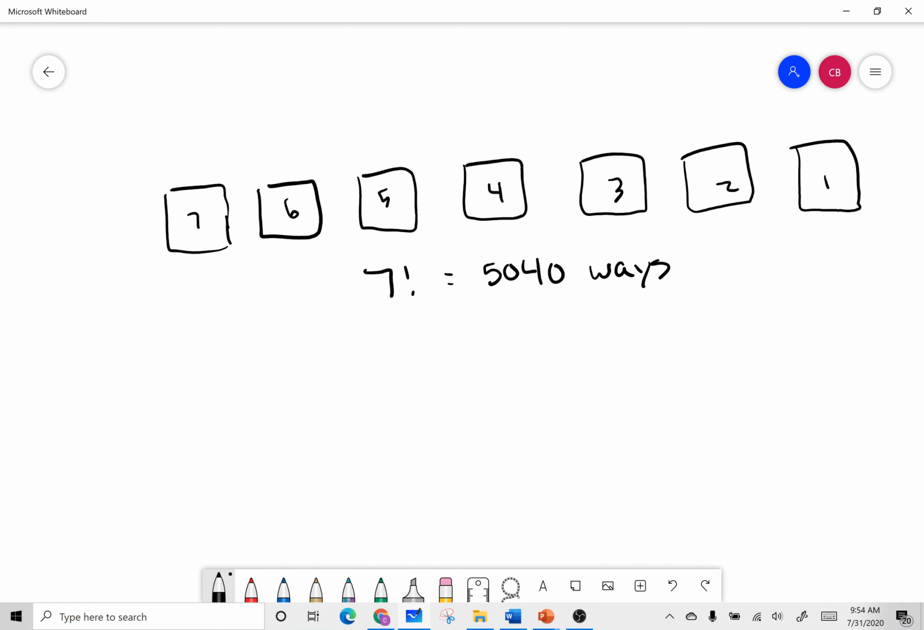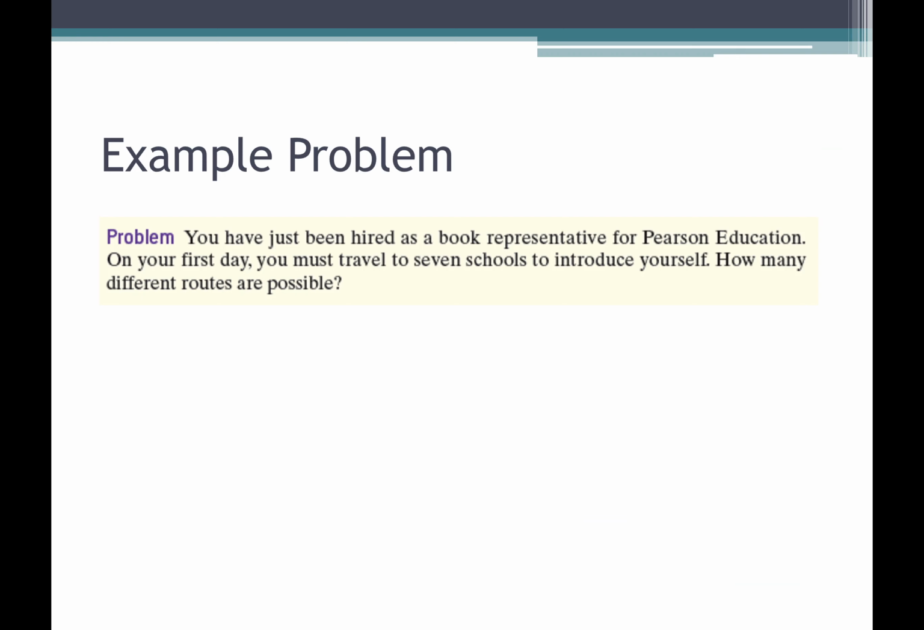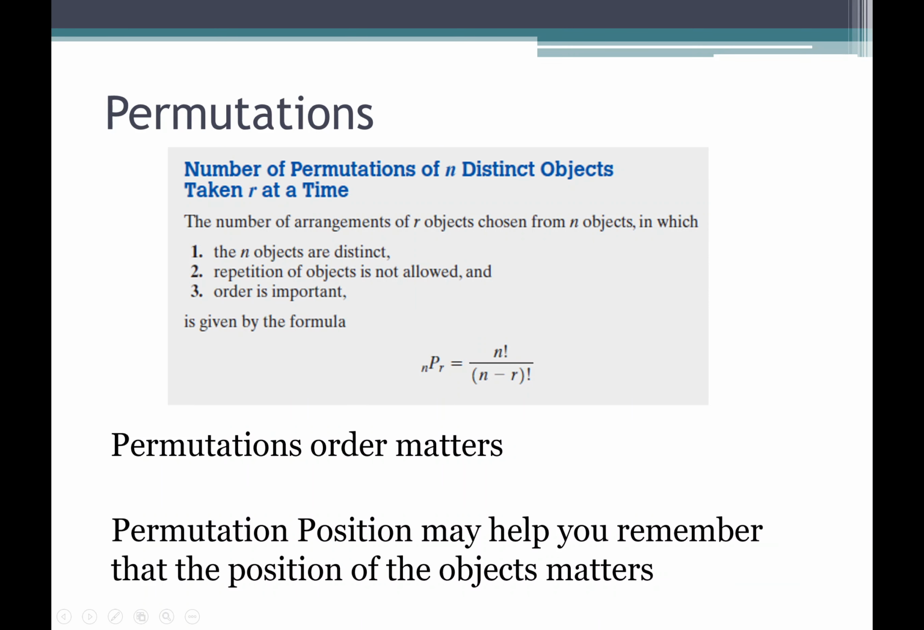And therefore, that is the number of ways you can go to different schools. So let's go back. Now let's talk about permutations.